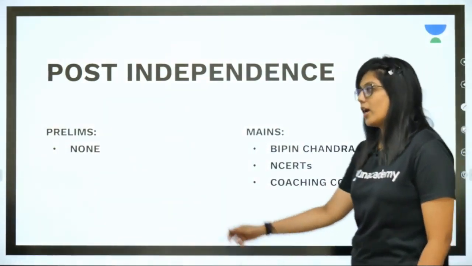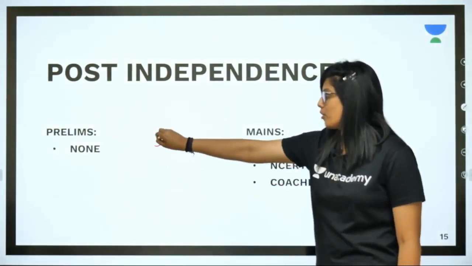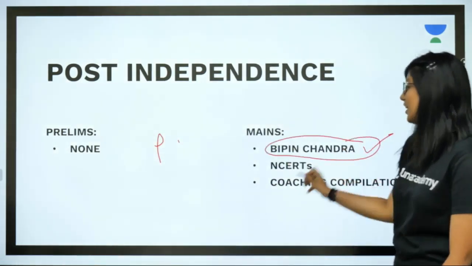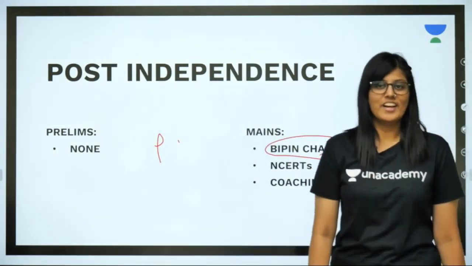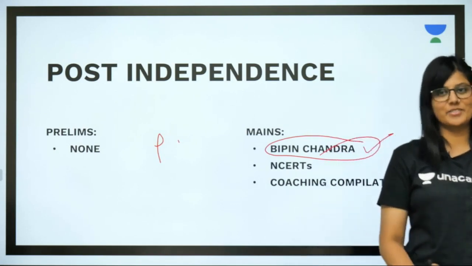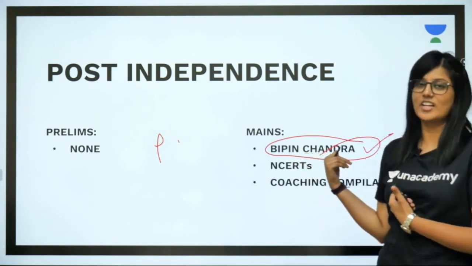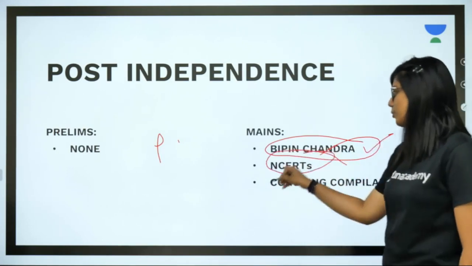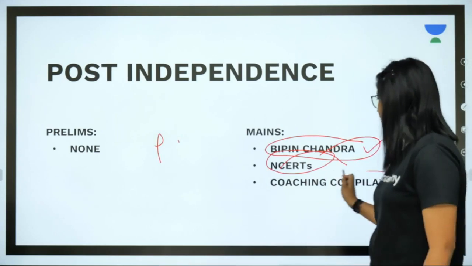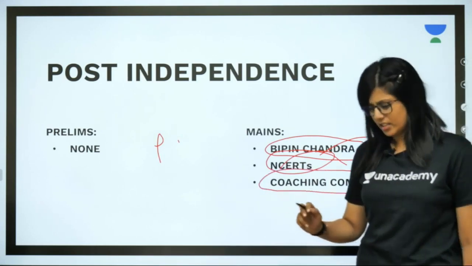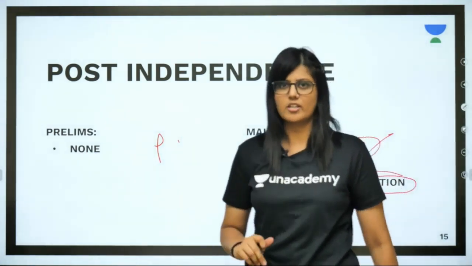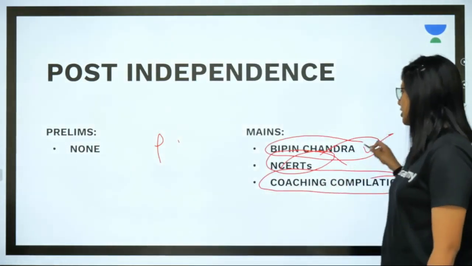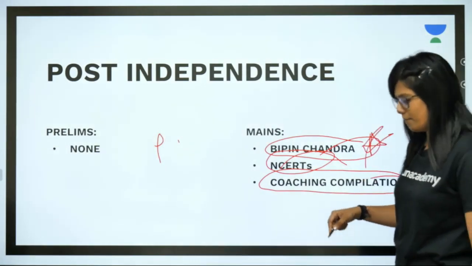Post-independent India, prelims में तो आता ही नहीं है, so that part I'm not addressing. Mains में Bipin Chandra, I read it entirely, India After Independence. Now most of you guys will say we can't use it. Again, this is my book list and resource. It's an amazing book otherwise as well. You can try reading it. NCERTs for post-independence and coaching compilation, which was some topics on regionalism and state reorganization I used to read from some coaching compilation from the market. But this used to be my primary resource.